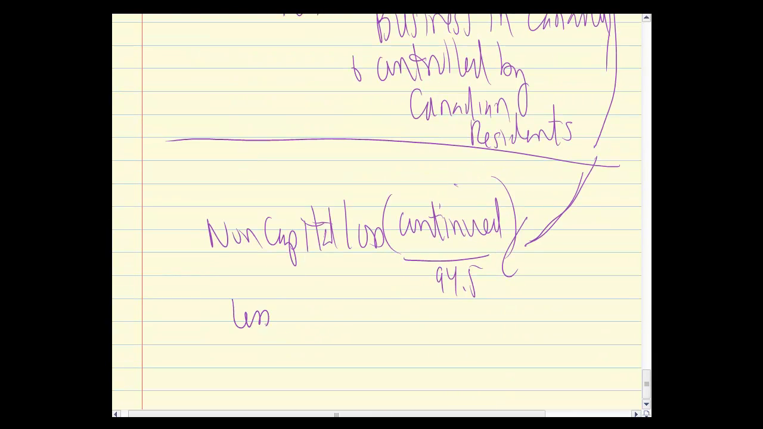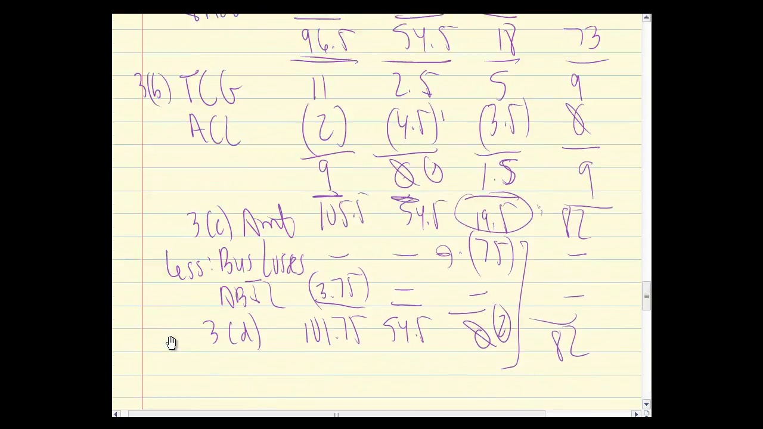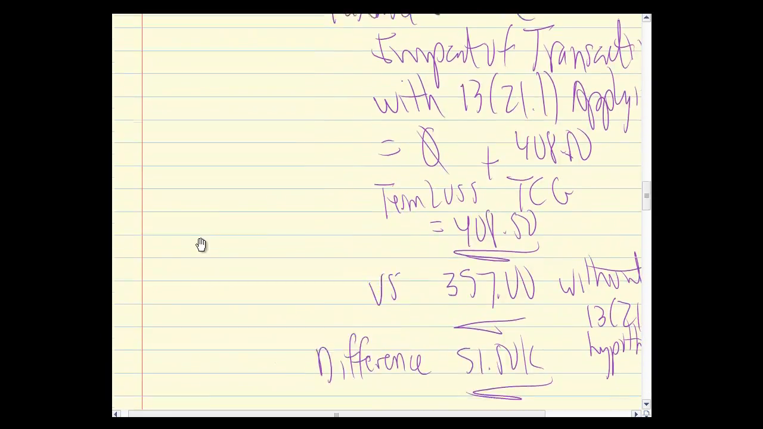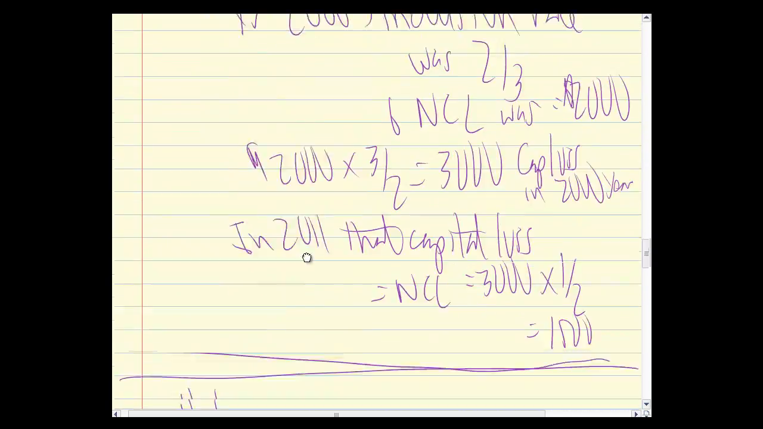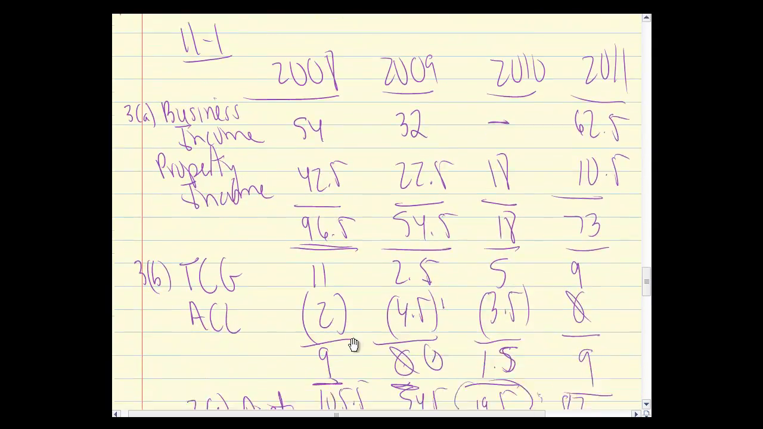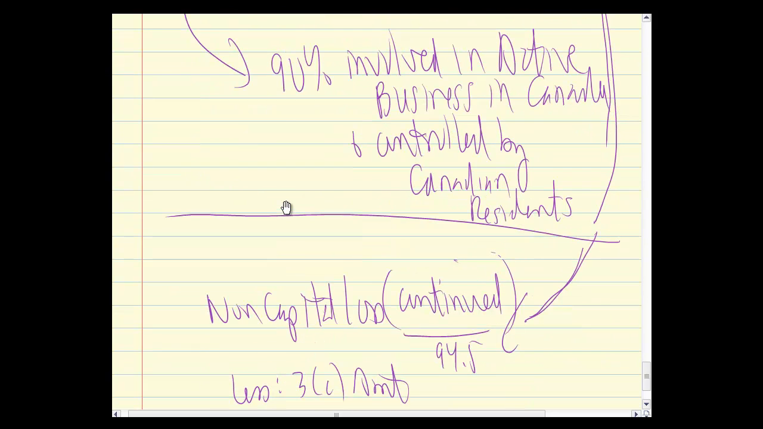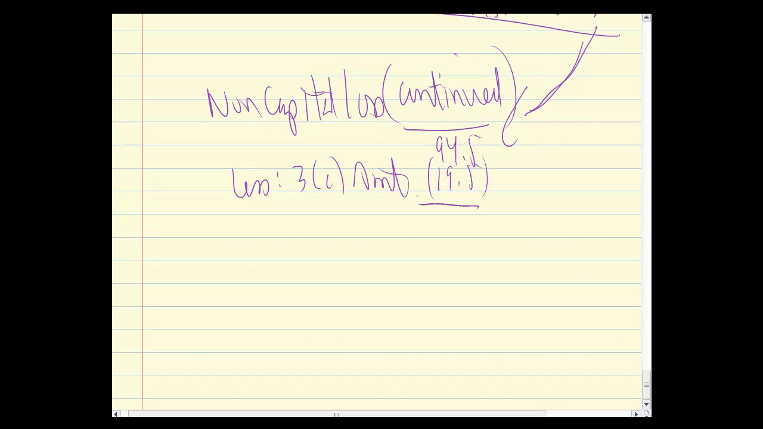So less 3C amount, which is how much is that? How much? Yeah, sorry, 19.5. Oh, sorry, I'm in the wrong question here now. 19.5. Yeah. So how much is your non-capital loss carry forward? 75. Lo and behold, look what happened.